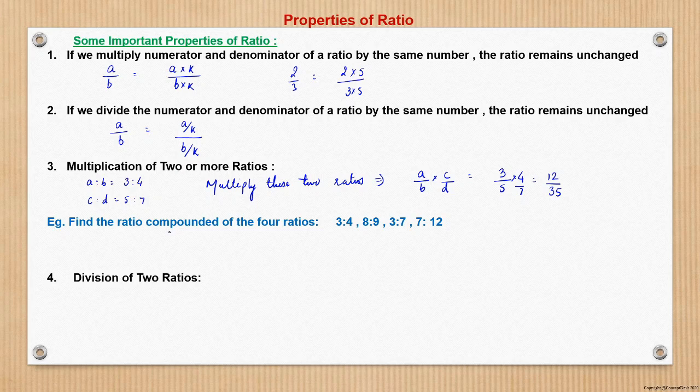Here, this question is important just because of the term compounded. Here the term compounded has been used. So find the ratio compounded of the four ratios. So whenever it is called compounded of the four ratios, then compounded means multiply.